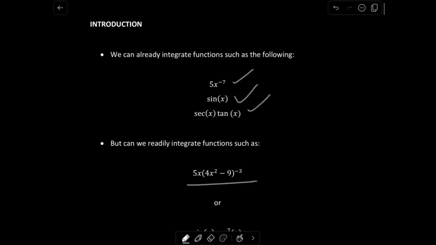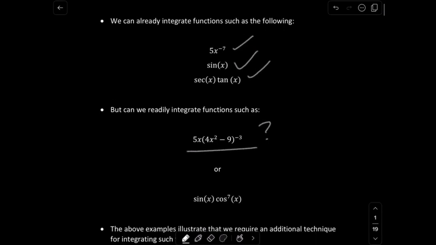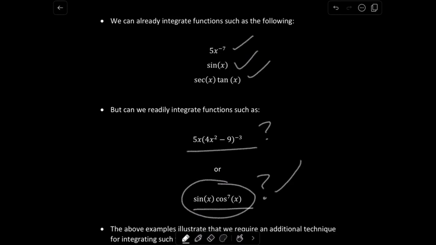5x times 4x squared minus 9, and then that is raised to the power minus 3. Can you integrate that? Think about it. Try it, and check if you can. Or what about sine x times cosine x to the power 7? Can you integrate this? Just take a minute to consider that. There are no trig tables where you have the original trigonometric function and the respective derivatives for this. So you can't really integrate that with your current knowledge.